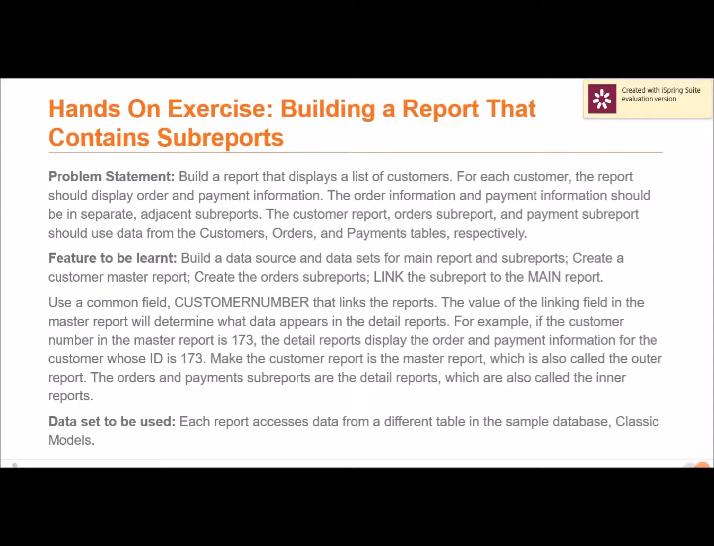Make the customer report the master report, which is also called the outer report. So you have outer reports and then inside reports. So the customer report, the one that we worked on, is going to be our master. The orders and payments sub-reports, those are detailed reports, and they are also called inner reports. So we are going to use the classic models again, but now we're going to add more. All right, let's get to it.